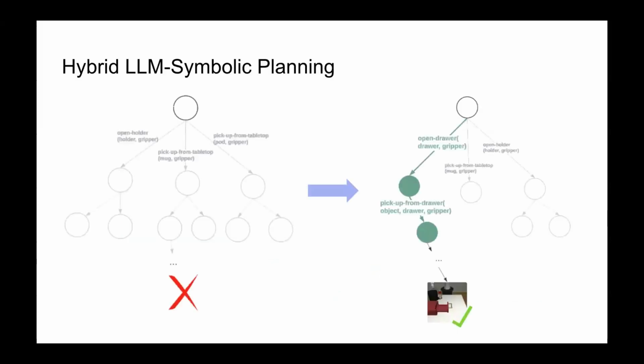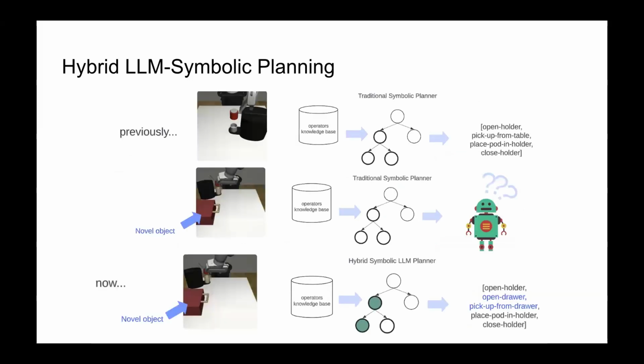And currently we are building a hybrid large language model symbolic planning architecture that integrates the large language model into the planning process. When a traditional symbolic planner fails to find a plan due to missing operators regarding a novel object added to the environment, a hybrid planner is able to leverage the vast common sense knowledge encoded in the large language model to then fill in the gaps in the robot's current knowledge base.